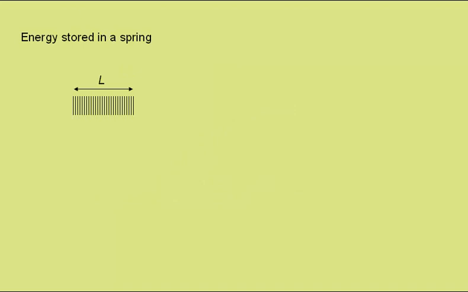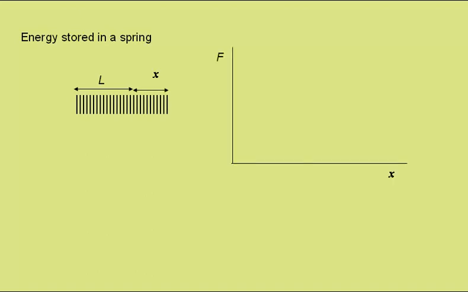Now to look at the energy stored in a spring. Again, we apply a force and extend our spring by an amount x, and again we plot our graph of force against extension. The area underneath the graph will be the product of force and distance, which is the work done in stretching the spring. Therefore the energy stored within the spring is represented by this triangle.